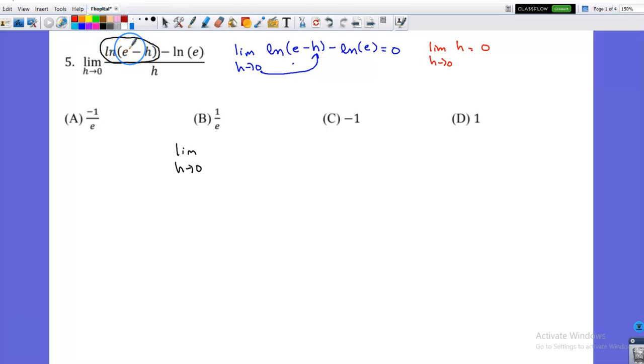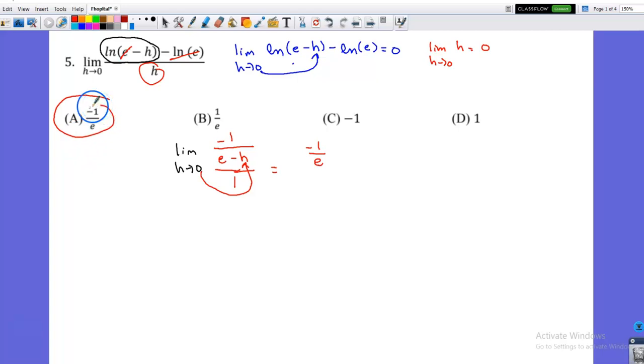Let me highlight something here. The derivative of e, when I do u prime, is just going to be 0, and the derivative of negative h would be -1. So that's u prime over u. The derivative of ln of e: ln of e is a constant, so the derivative of ln of e is 0. And then in the denominator, the derivative of h is 1. When I substitute 0 in place of h, I get -1 over e, which is a.